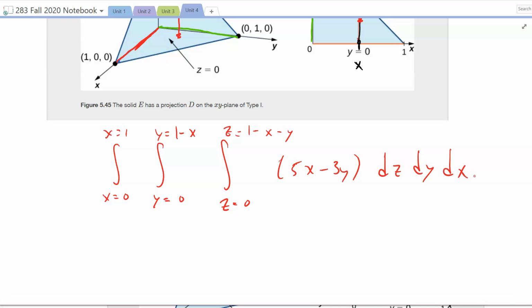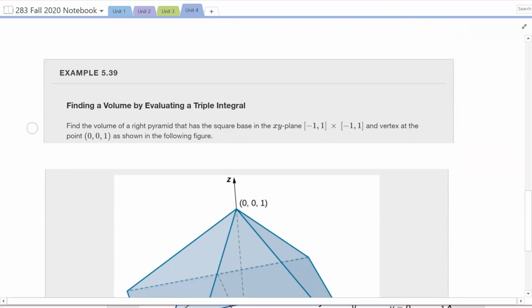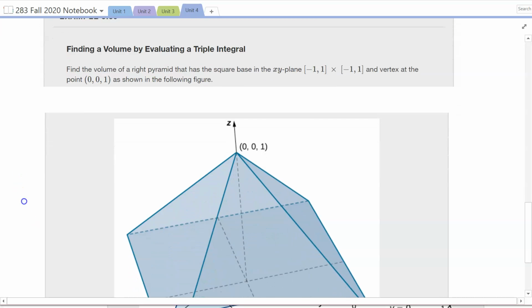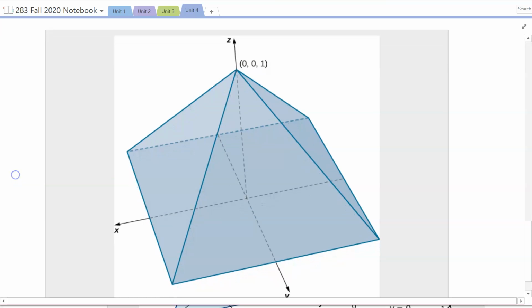The next problem I want to look at is the next example in the textbook, and it's also a tetrahedron, but a little bit different. It's saying to find the volume using a triple integral of this right pyramid. So this is like a tetrahedron, related to it, that has the square base in the xy plane given by the box negative 1 to 1, negative 1 to 1, and a vertex at 0, 0, 1 on the z-axis. The figure is shown down below here.